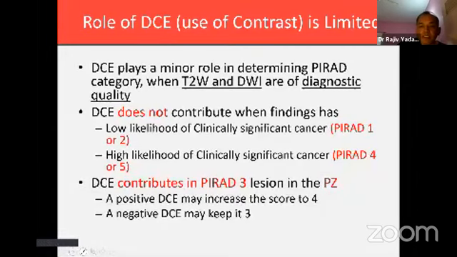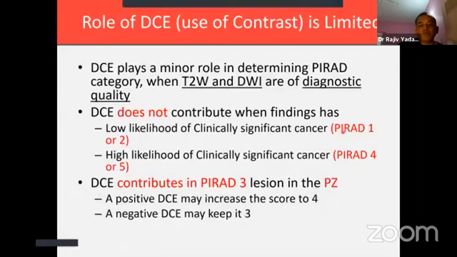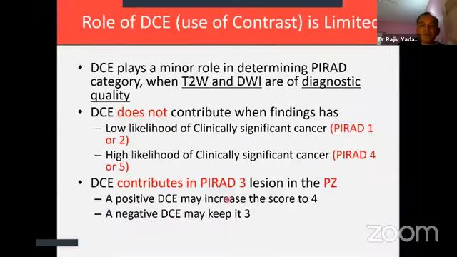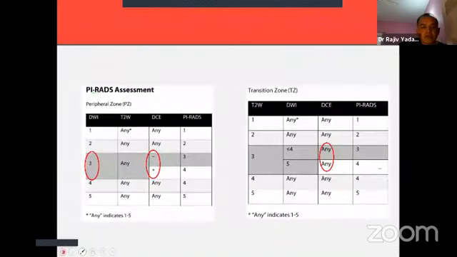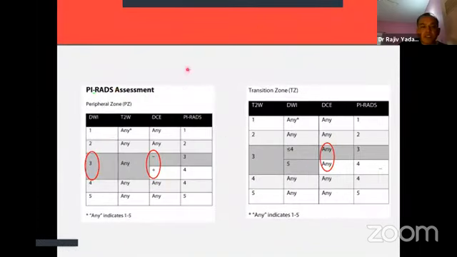So essentially, out of the 5 PI-RADS criteria, PI-RADS 1 and 2, PI-RADS 4 and 5, dynamic contrast enhanced does not contribute. Where is it contributing? Only in certain set of PI-RADS 3 lesions in the peripheral zone. I will tell you exactly in what situation. So this is the table which is used for the PI-RADS scoring system.